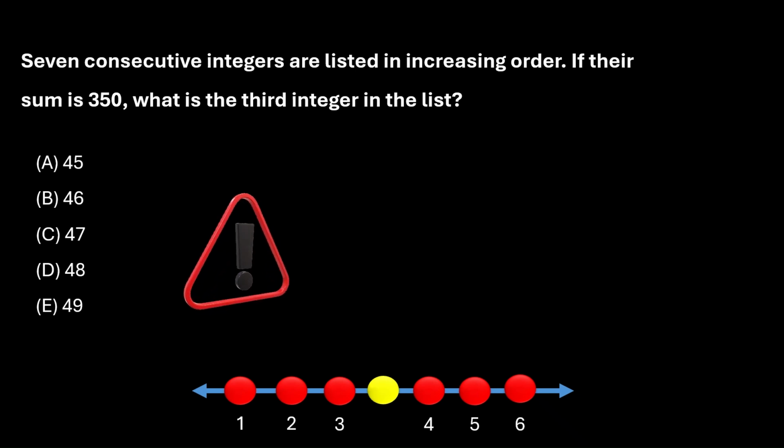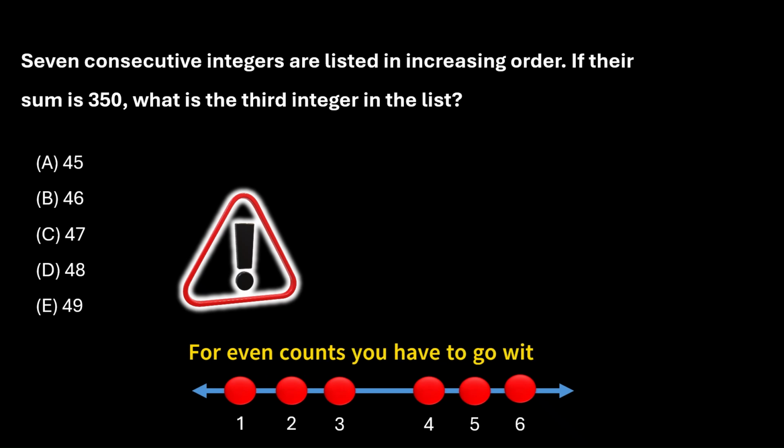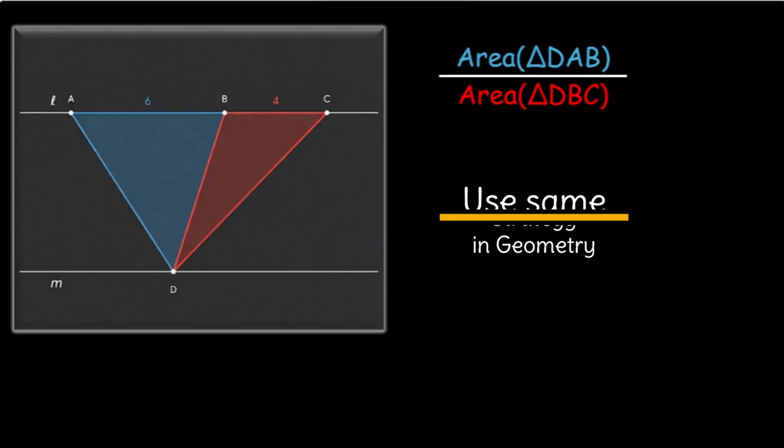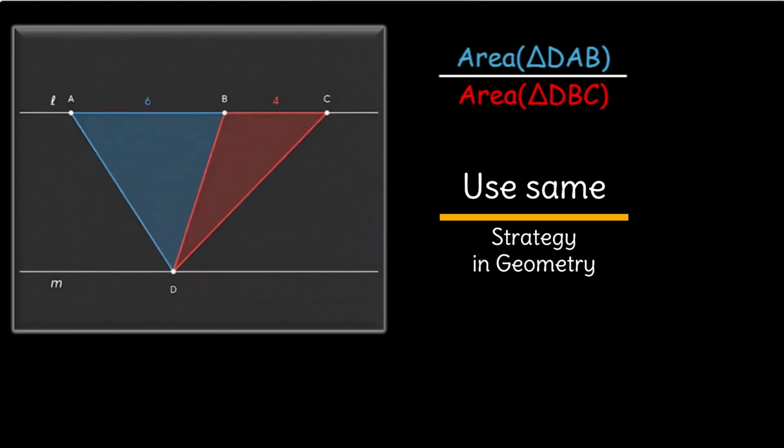But be careful. This only works for odd counts. If there were an even count, say 6 numbers, the center breaks and you fall back to algebra. But on this test, structure usually beats calculation. This isn't just an algebraic shortcut.